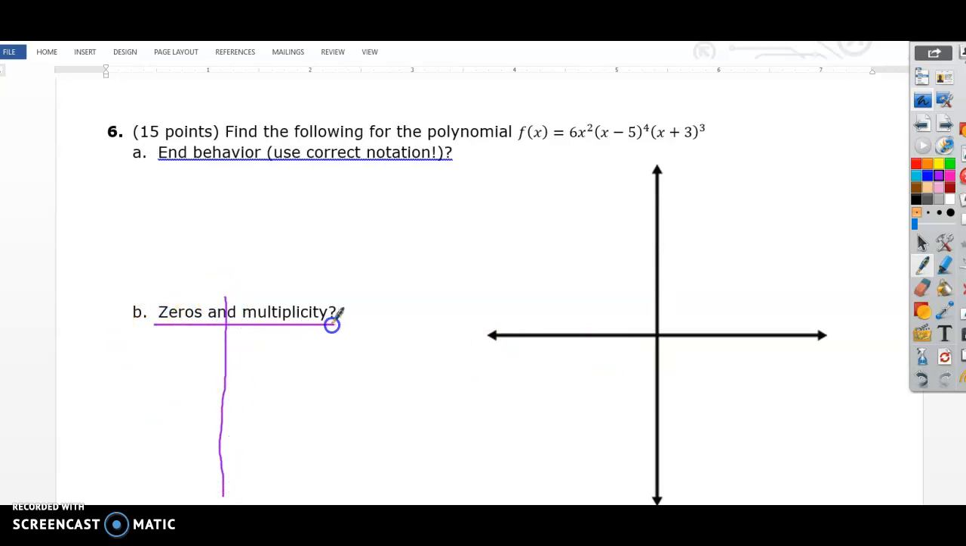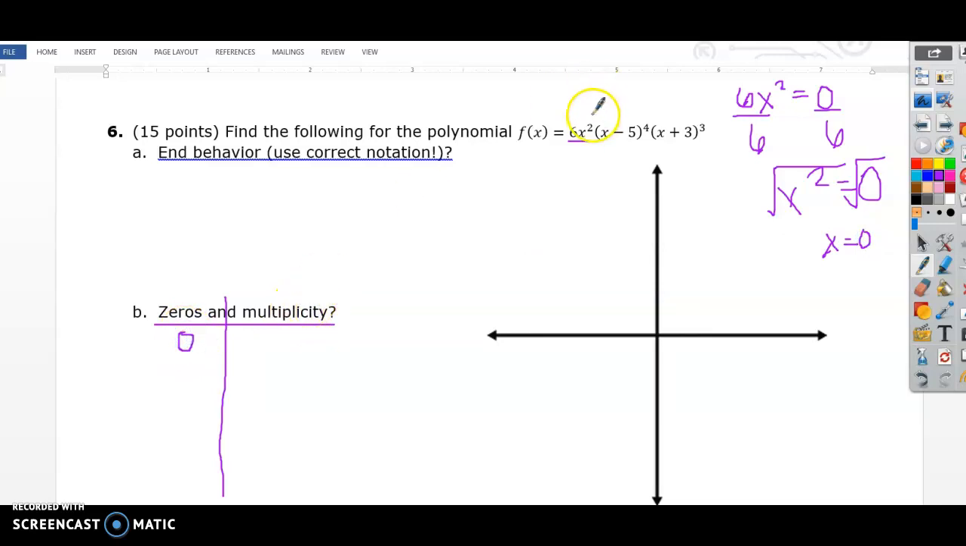So for zeros and multiplicity, I'm going to make my table. And I'm going to look at my first factor, which is 6x squared, and set that factor equal to 0. And I'm going to solve, so divide both sides by 6. X squared is 0. Take the square root of both sides, and x is 0. So my first zero is 0, and my multiplicity, the exponent, is 2.